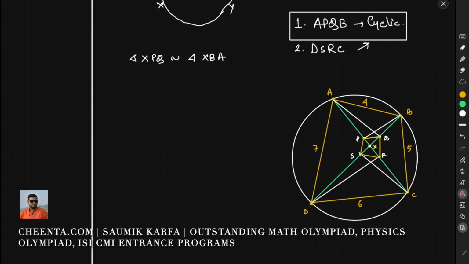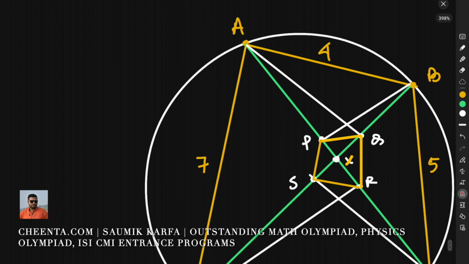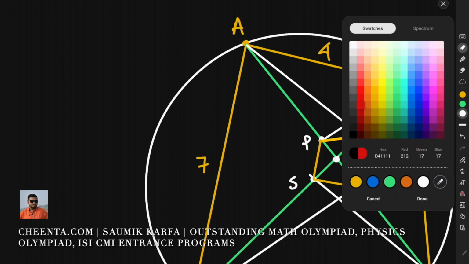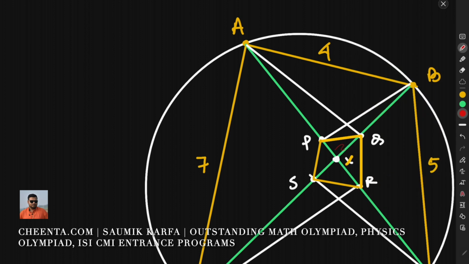Now why is that true? Let's see. First of all, if you notice, we have one angle which is very clear. It's a common angle. This is a common angle here. Which angle? I'm talking about this one. If I take this angle as some theta, then theta is present on both the triangles. It is present on XPQ, it is present on XBA. So we already have one angle.